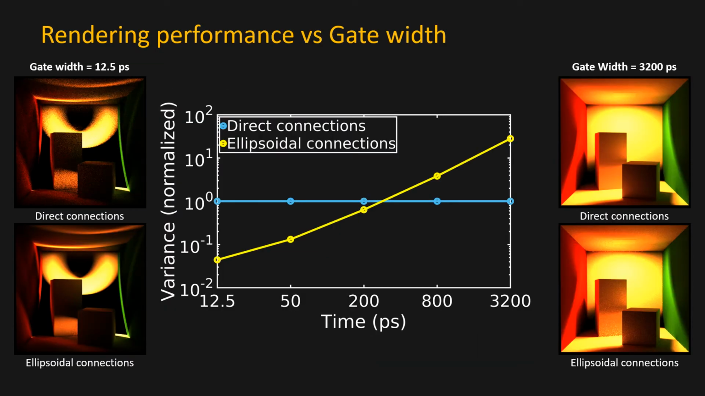We characterize the rendering performance as a function of gate width for fixed rendering time. As the gate width increases, the advantage of sampling with path length constraint is lost. This is due to the fact that almost all the paths rendered with direct connections fall within the rendered gate width.